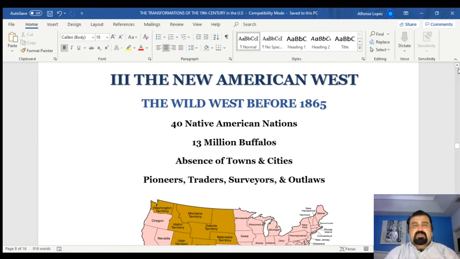Okay, so we're going to very quickly look at the Wild West, as it was called, even at the time of the Civil War in the 1860s. Still, many people refer to those territories outside of the formal states of the Union, even though we're talking about U.S.